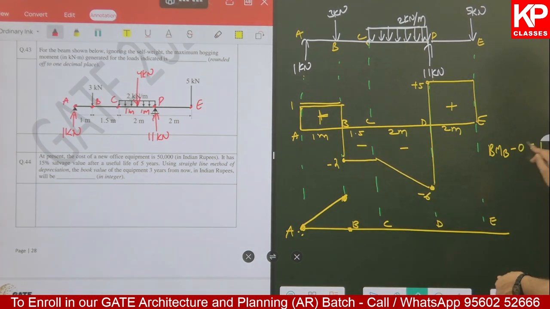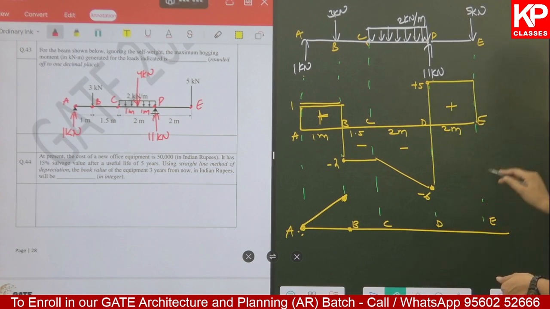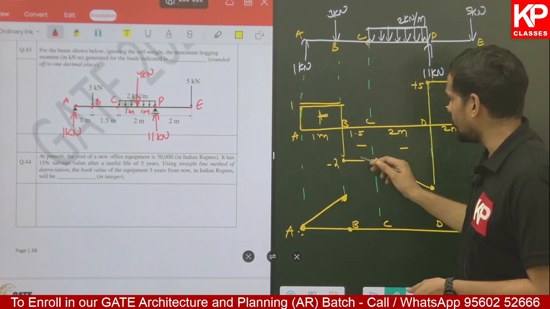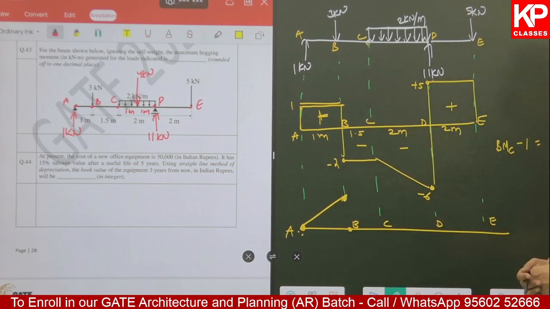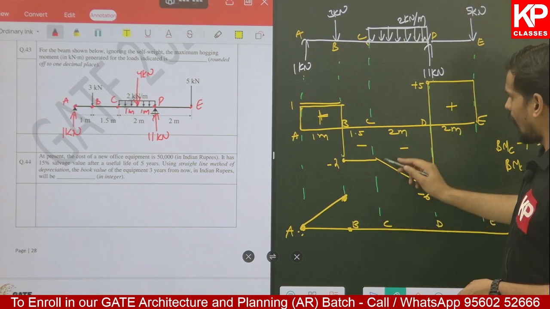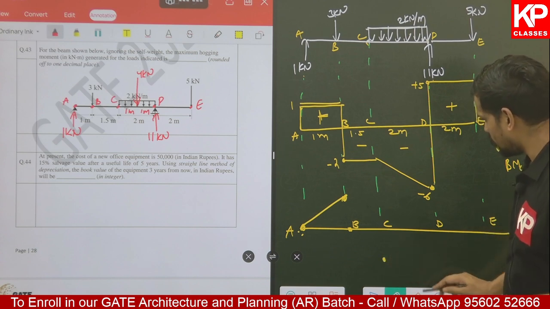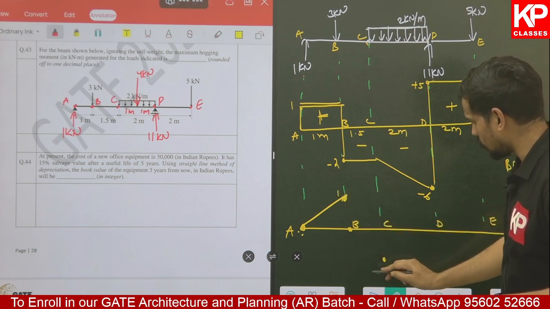Now the next equation I'll write is between C and B. So bending moment at C minus bending moment at B, which is 1, is equal to the area under the shear force diagram, which is minus 2 into 1.5. That will be minus 3. So bending moment at C will be minus 3 plus 1, that will be minus 2. So at point C, it will be minus 2. This is plus 1, this is minus 2.